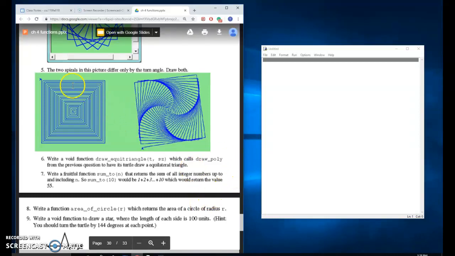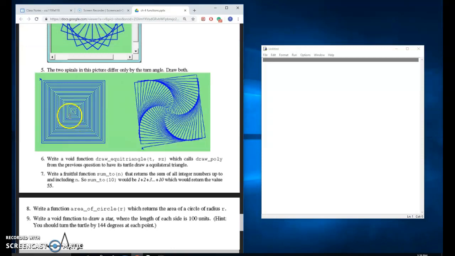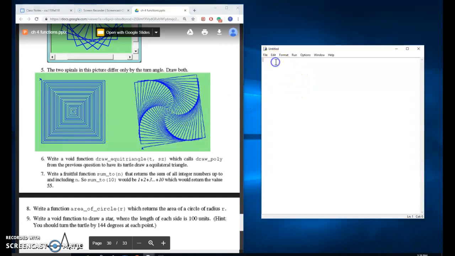I'll be doing exercise 5 for chapter 4 homework. And this question is asking us to create these two different spirals. For the first one, I tried to draw it on paper and realized that after you make two lines, as you go around the spiral, the next line becomes longer. So the pattern is that for every two lines you increase the length. So it's important to keep that in mind.